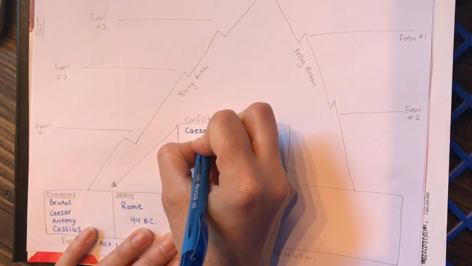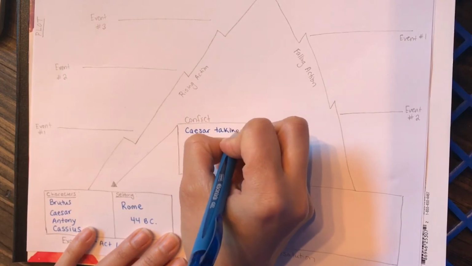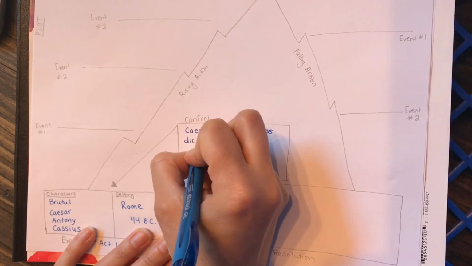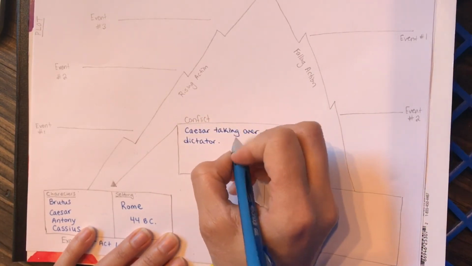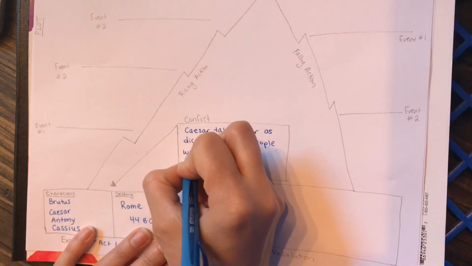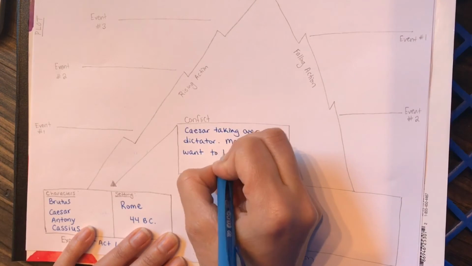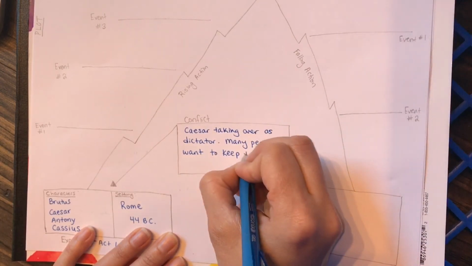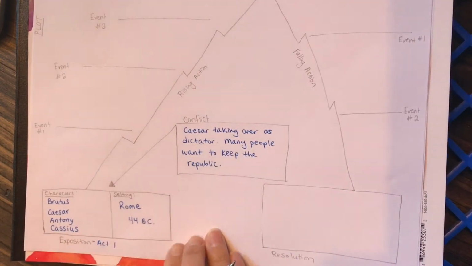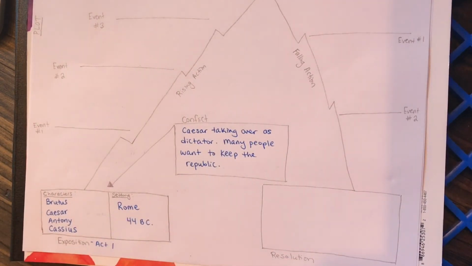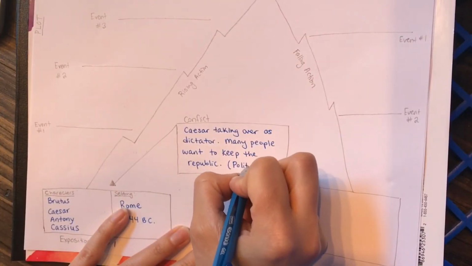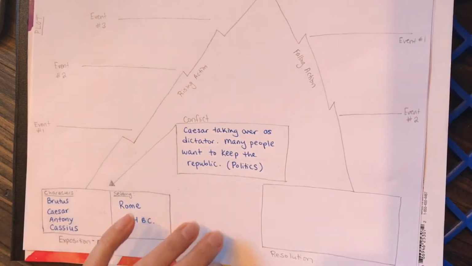So I'm gonna write Caesar taking over as dictator. All right, so Caesar taking over as dictator, many people want to keep the republic, and so that is a problem. So I'm just gonna write politics. This whole thing has to do with politics.